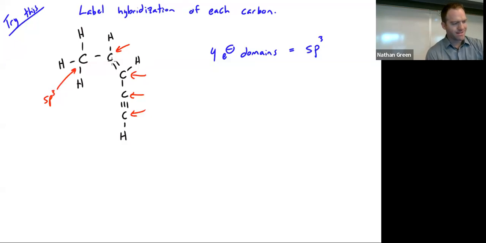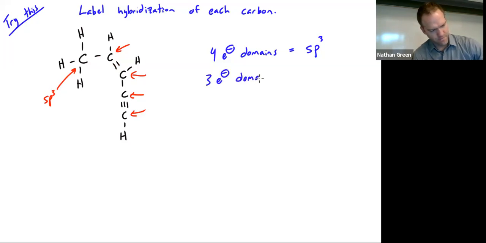How many electron domains around this carbon? 3. I have a double bond. I'm going to count that all as kind of one area where electrons gather. So 1, 2, and let me just circle them. Maybe that's easier. 1, 2, 3 domains are on that carbon. If you have 3 domains, you're sp2 hybridized. The way you remember that, again, put an imaginary 1 above the s. 1 plus 2 equals 3. 3 electron domains.